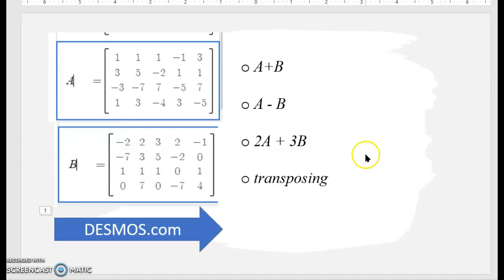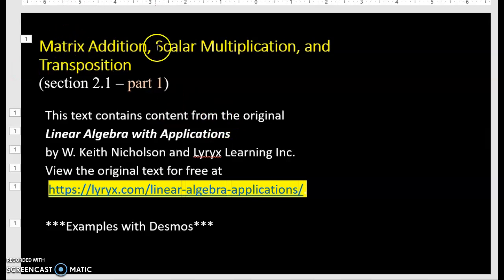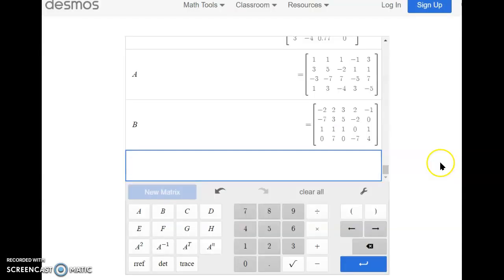And I went to desmos.com, and so here's that same matrix, and then I just kind of made this one up. So I'm going to show you matrix addition and subtraction, what happens if you multiply by what we call a scalar, and what happens if you transpose. So that's the matrix addition, and adding a negative is the same as subtracting, scalar multiplication, and transposition. So I'm going to go to desmos.com. So here are the two matrices that I put in.